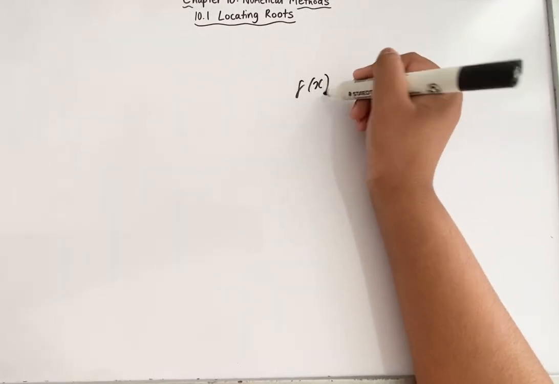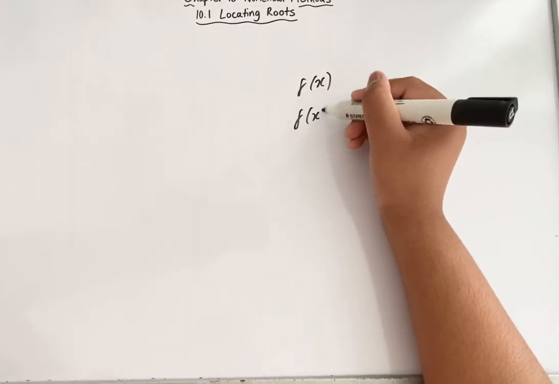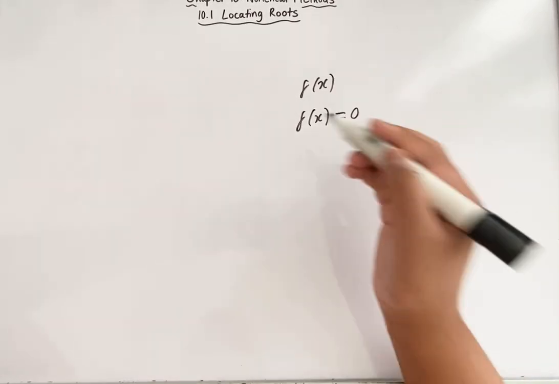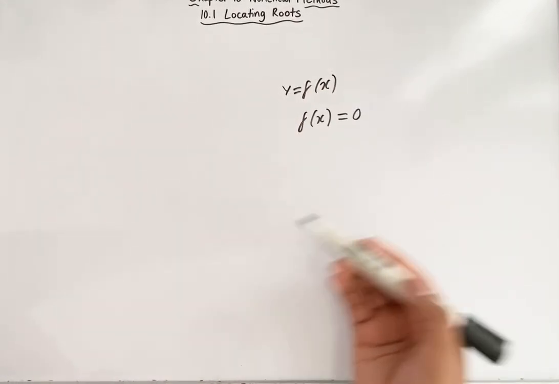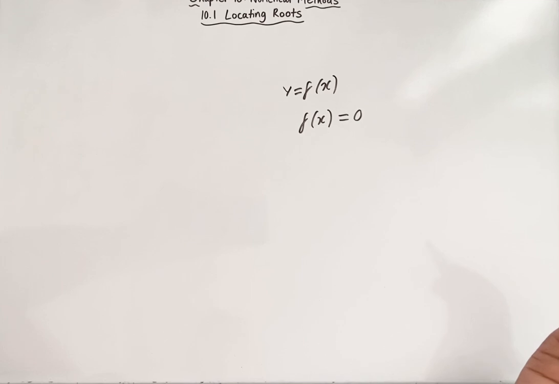Chapter 10 Numerical Methods, Lesson 1: Locating Roots. As you might know, a root of the function f(x) is the value of x where f(x) is equal to 0. The graph y equals f(x) will cross the x-axis at the roots of the function.